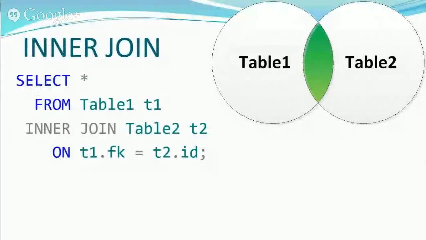Okay, so inner join is taking everything, bringing it together, and just giving you those things that match up between the 2 tables.